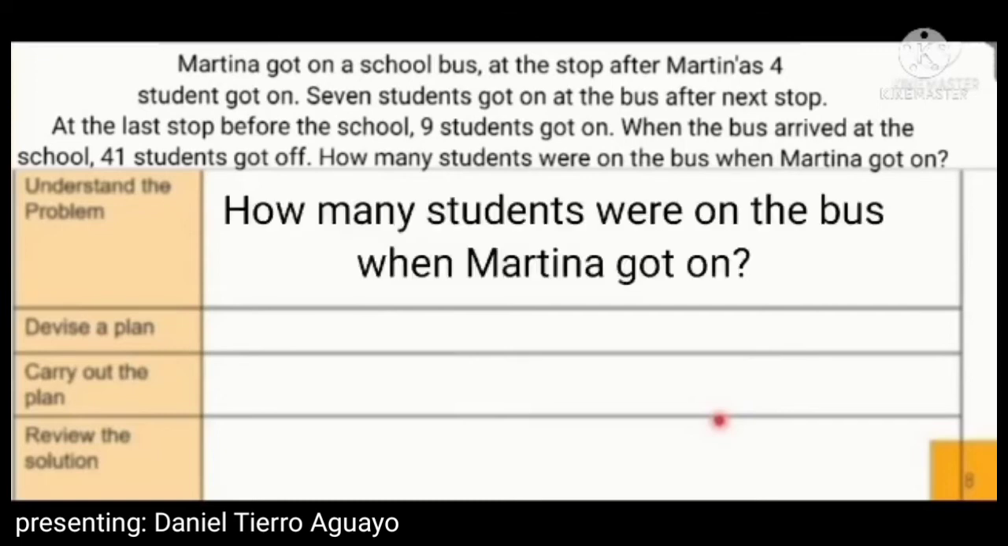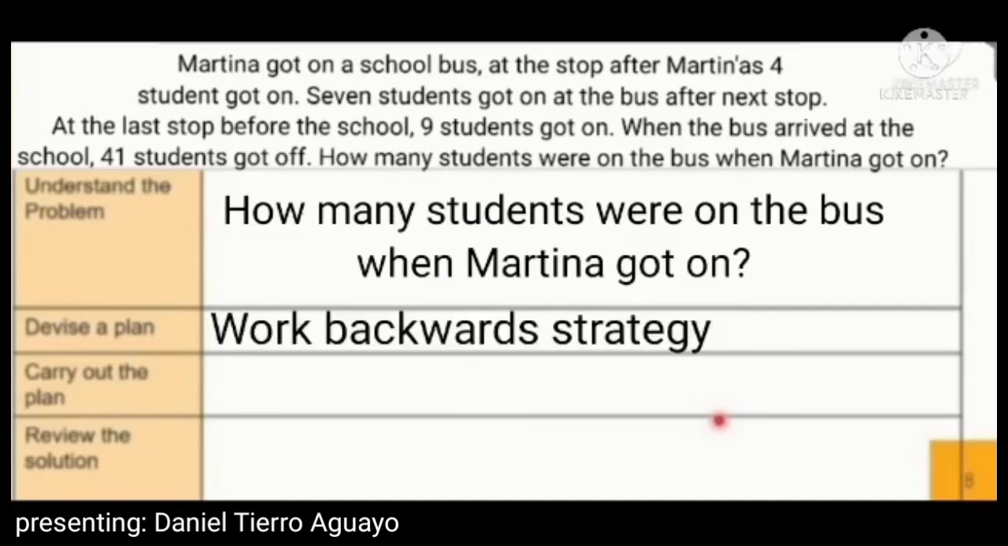So we need to know how many students were on the bus when Martina got on. In this kind of problem, we're going to use the work backwards strategy. In order for us to determine how many students were on the bus when Martina got on, we need to read the sentences backwards. So, when the bus arrived at the school, 41 students got off.